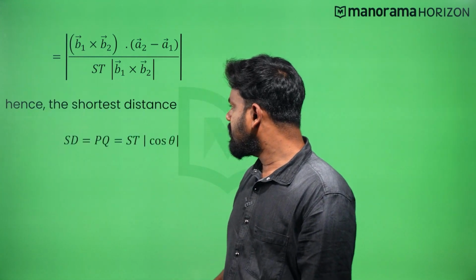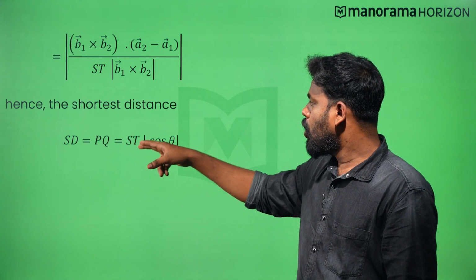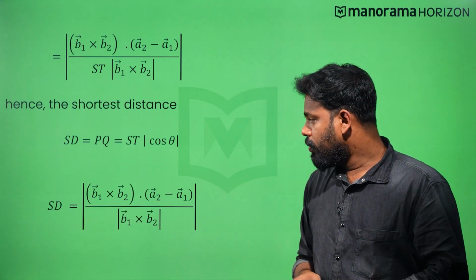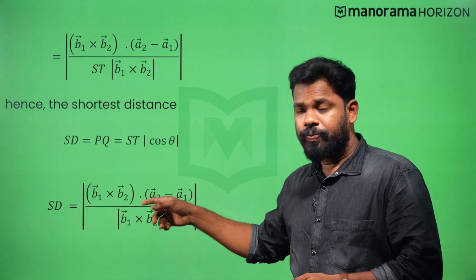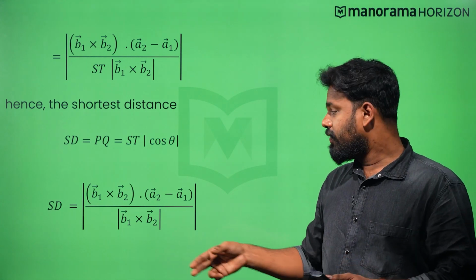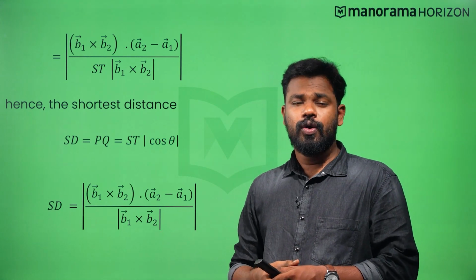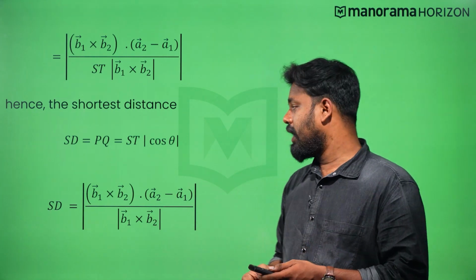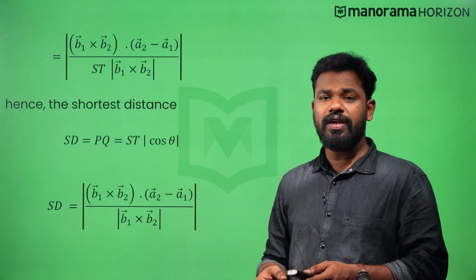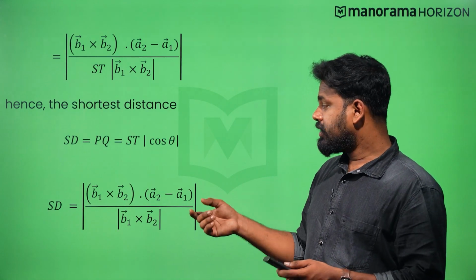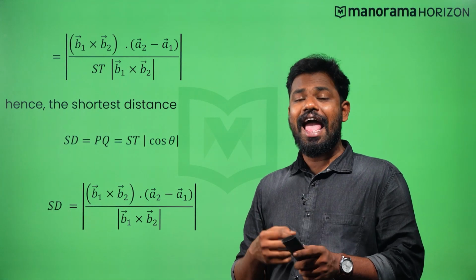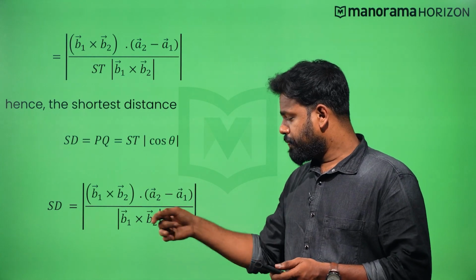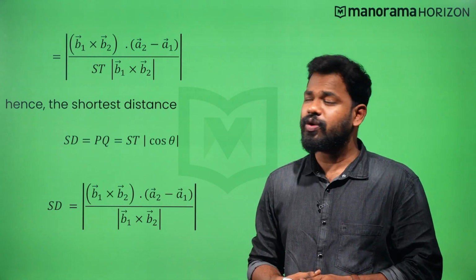And to find the shortest distance, it will be written as SD is equal to PQ, which is ST cos theta. And I can write it as SD is equal to the modulus of b1 cross b2 dot a2 minus a1, the whole divided by the modulus of b1 cross b2. So if I have this, I can easily find the shortest distance between two skew lines. That is how you find the shortest distance between two given skew lines L1 and L2, which have the equations a1 plus lambda b1 and a2 plus mu b2. Put in all these b1, b2, a1, a2, and you get the shortest distance between the two lines.